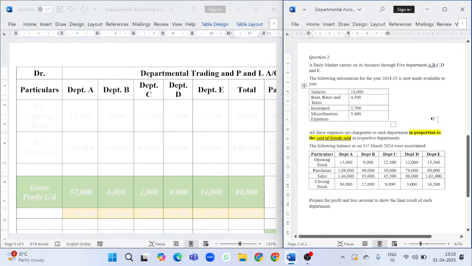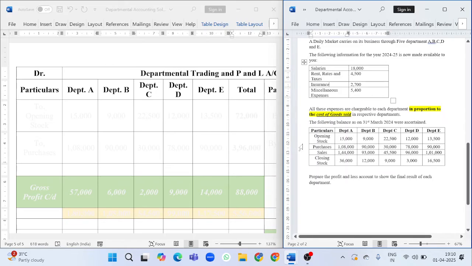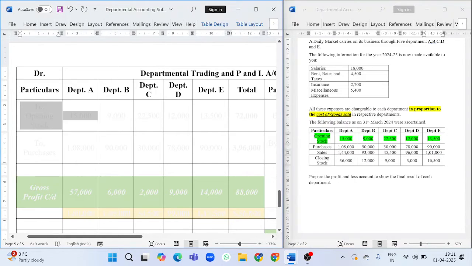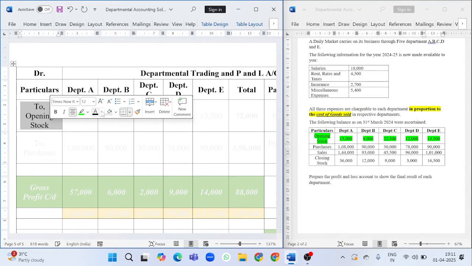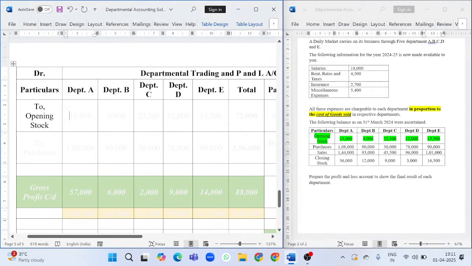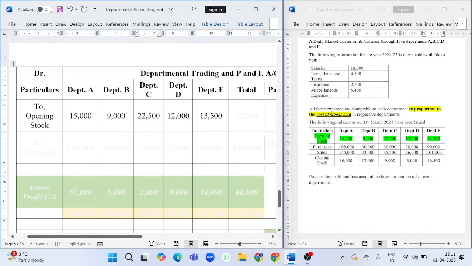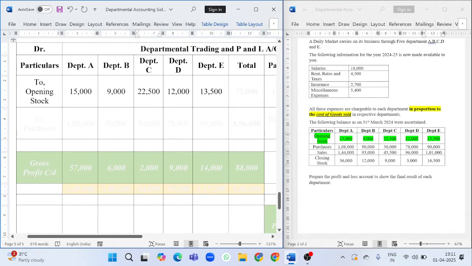So let us look into the question. First, always, what will we write? We will write the opening stock. So what is the opening stock? For department A, opening stock is 15,000 rupees, department B 9,000 rupees, department C 22,500, department D 12,000 and department E 13,500. When I look into the total, I will get the total of 72,000 rupees.